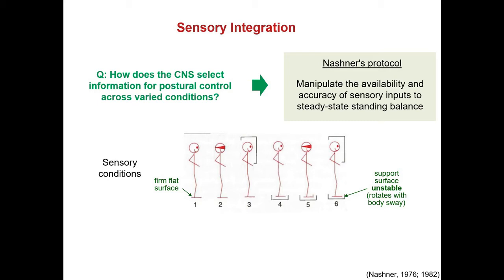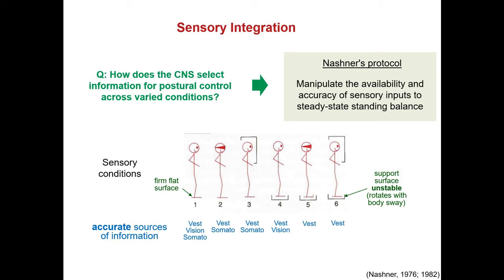Conditions 4, 5, and 6 are the same as conditions 1, 2, and 3, with one major change. In these conditions, the person stands on a stable surface that rotates with the body. In these conditions, if a person sways forwards, then the platform will tip forwards, and if the person sways backwards, the platform will tip backwards.